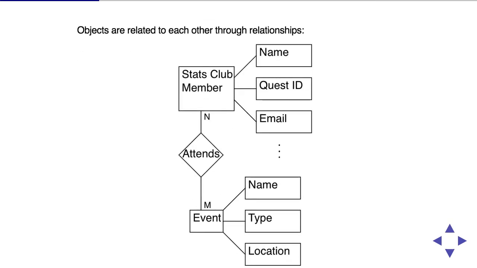And objects are related to each other through relationships. So stats club members attend events. And here's a many-to-many relationship, which means many stats club members attend many events.